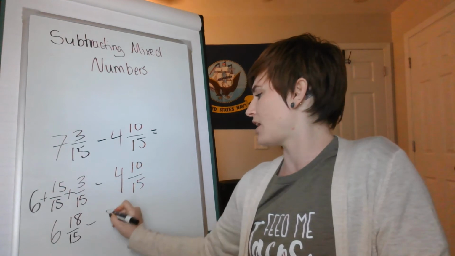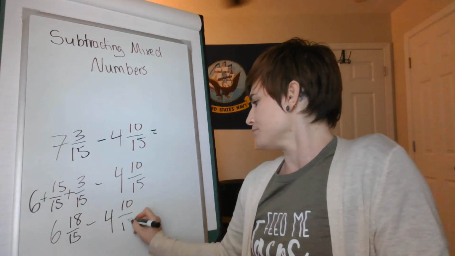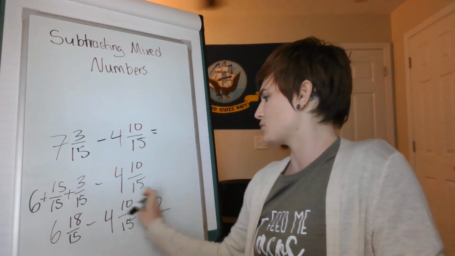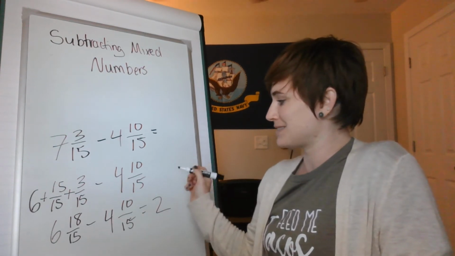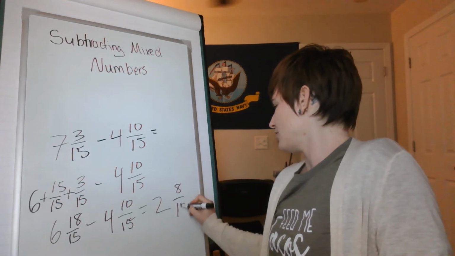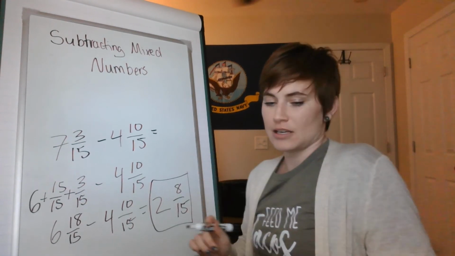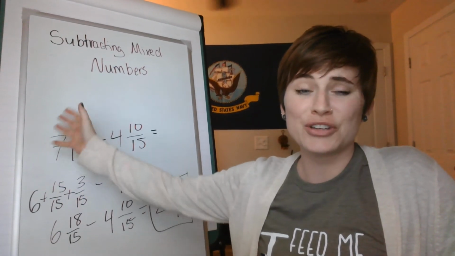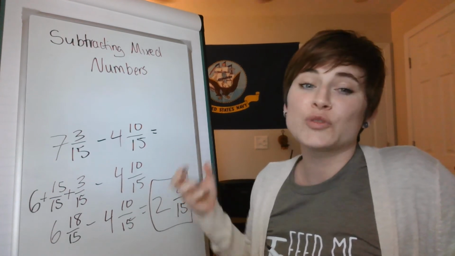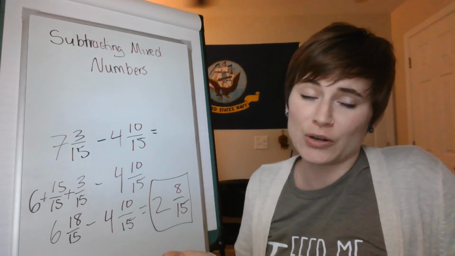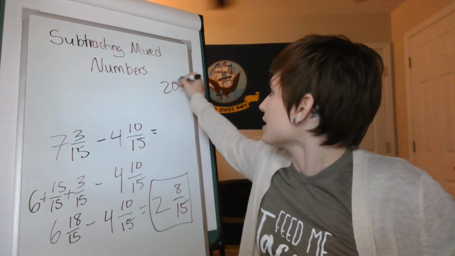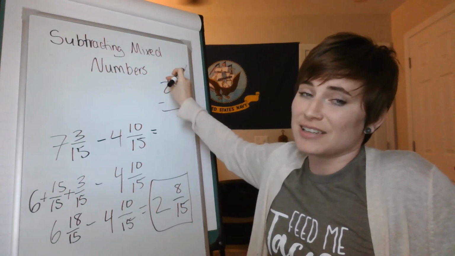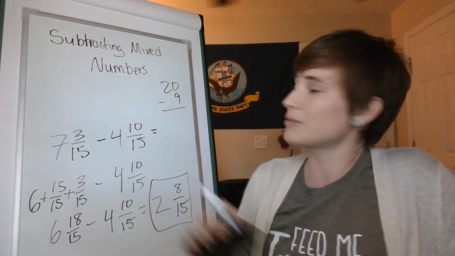So now we have an improper fraction. So we'd subtract our whole numbers, then we'd subtract our fractions. We have 18 minus 10 is 8 15ths. Okay, so if your fraction is smaller in the number that you're trying to subtract from, you need to borrow from your whole number, just like you would borrow if you were subtracting 20 minus 9, right? You're borrowing from the 10 place. Well, here you're borrowing from the whole number.